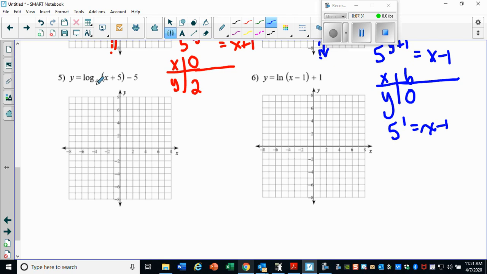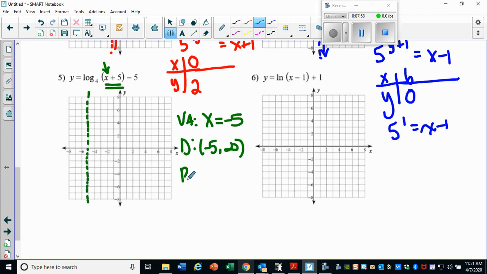Okay, so this one right here, number 5, what we're going to do is same thing. So let's first find our vertical asymptote by setting what's inside the parentheses equal to 0. So that's x equals -5. Draw your vertical asymptote and check and see: is this x positive or negative? It's positive, so that means it's going to be to the right. So that tells us that our domain is going to be -5 to infinity, and our range is always exactly the same, -infinity to infinity.